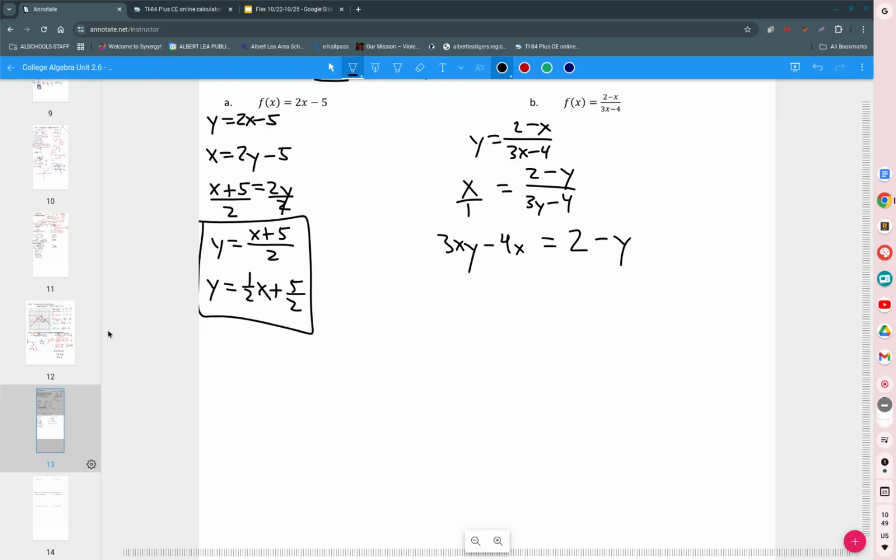I want to be able to isolate to just one y. So therefore, I'll gather all of my y's on one side. So 2xy plus y. And everything that doesn't have a y will go on the other side.